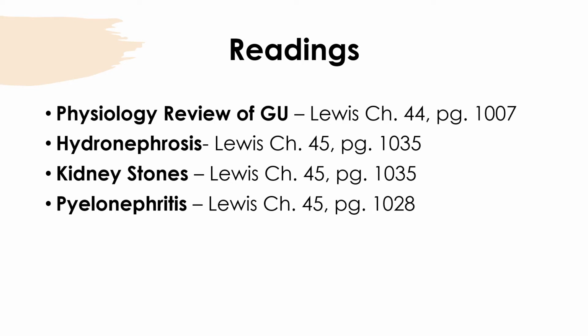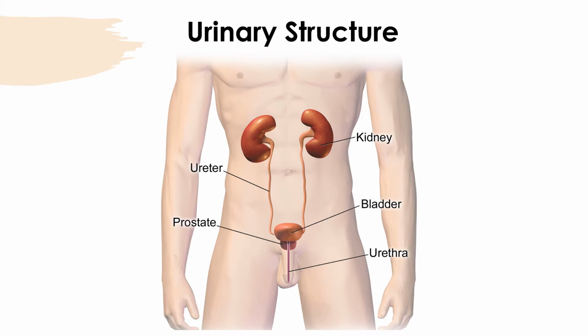So your readings for this content, we're doing a little bit of a physiology review of the GU system, the upper and lower urinary system, and your readings are as follows. Also going over hydronephrosis, kidney stones, and pyelonephritis. All right, so we're going to start with the structure.